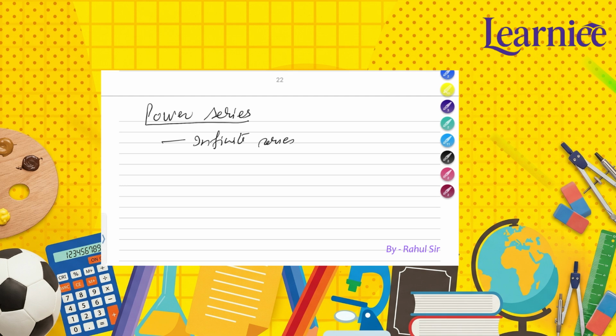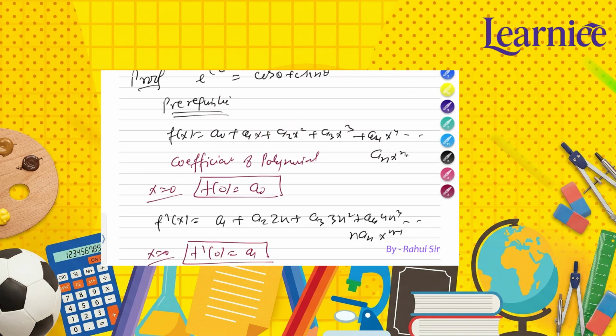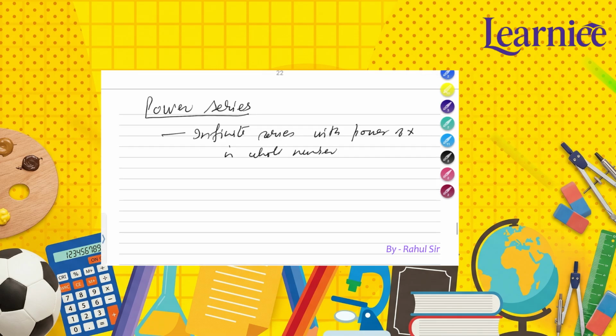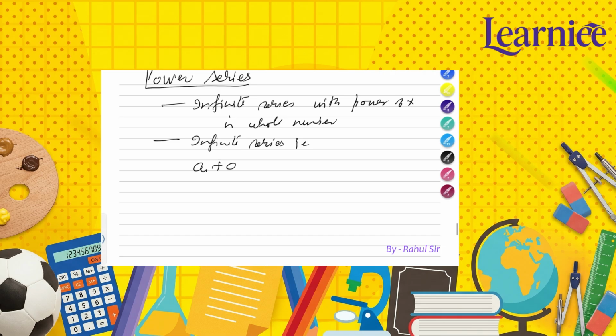Since it is an extension of the infinite term of the polynomial series, it should fulfill the condition for the polynomial. What is the condition for a polynomial? The power of x should be a whole number. So it is an infinite series with the power of x, or the index of x, a whole number. That is, we have a naught plus a1x plus a2x square plus a3x cube, and it goes up to infinity.